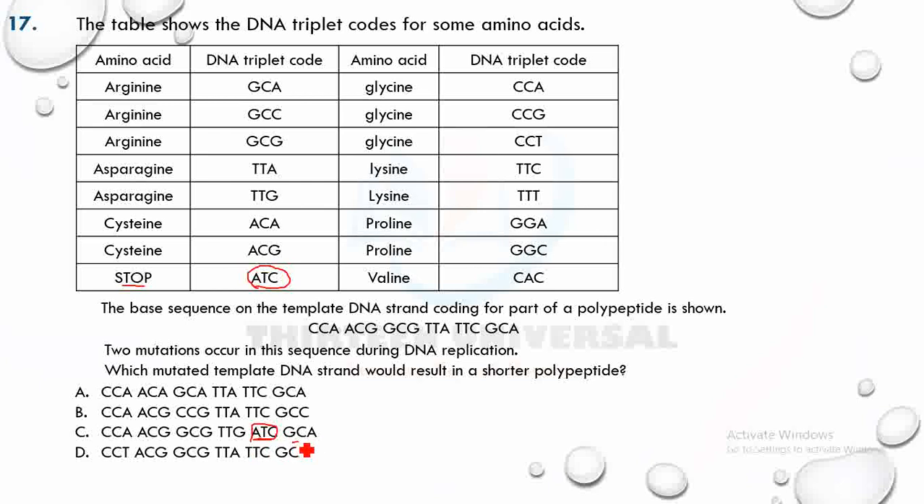That means this amino acid will not be added. GCA is actually arginine. Arginine will not be added. Right? Yeah. So there's no ATC there. So this is the answer that gives us a shorter polypeptide, because each time it appears, it will stop translation.